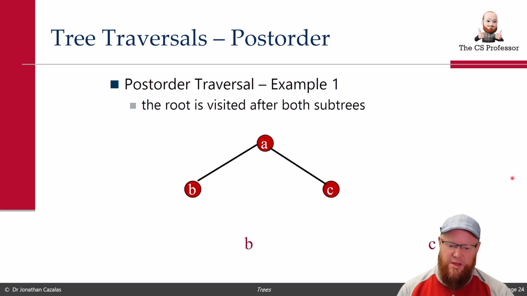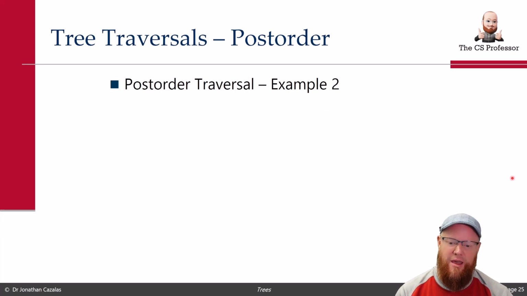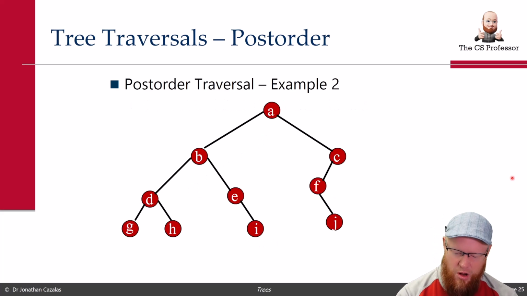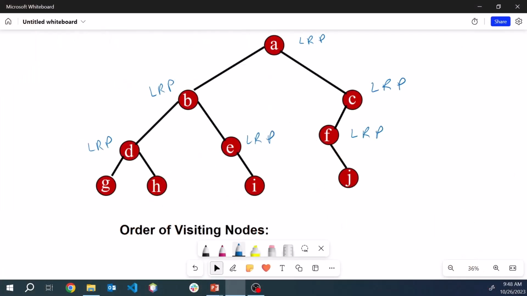So here we print B, we print C, we print A, and we have one more large example to go over. I'm gonna head over to the tablet. And here we have left, right, print written next to every node. I did not even write it to the leaf nodes because you're just going to ultimately print it after going left and right.